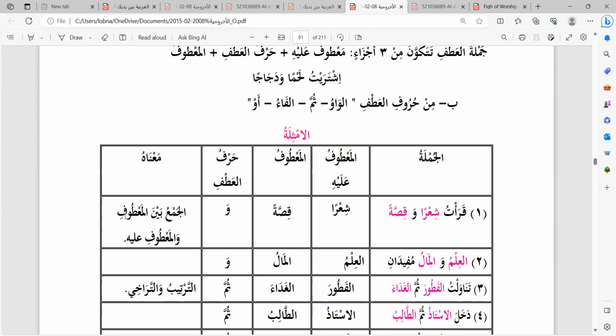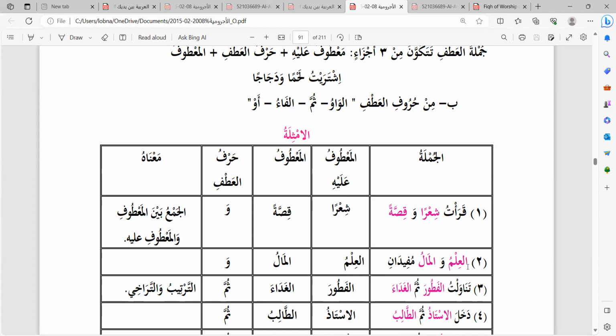الجمع بين المعطوف ومعطوف عليه. So it is basically combining this, قرأت, so I read poem and قصة. So that's what the word is. It is combining both of them together. So in this one, العلم والمال مفيدان. Knowledge and wealth is useful. Both of them are useful.